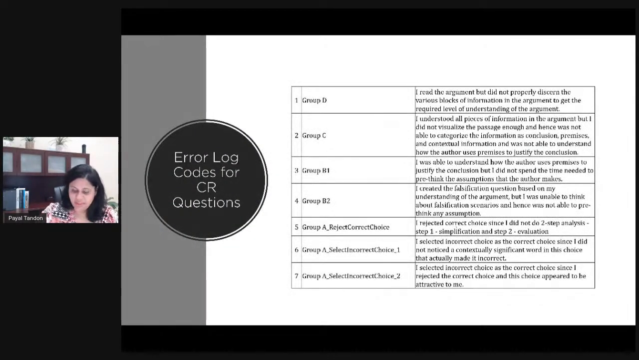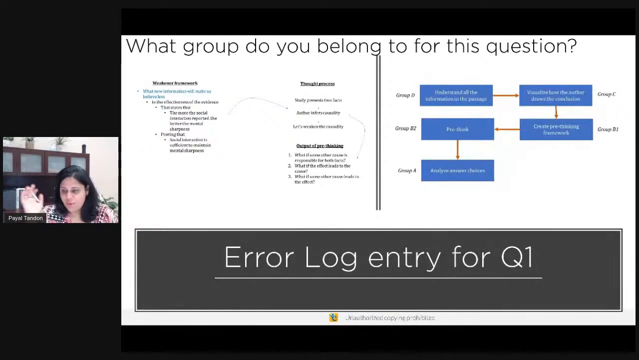So this is the grouping. This is what I have written down for each of the groups. Again, I'll be sharing the PDF with you, so you can have that at that time. Whatever I said is all captured over here. Now, what group do you belong to for this particular question? That is what I want you to write down. Do you belong to group D, C, B1, B2, or A? Regardless of whether you got the question correct or not, because you have to get the question right for the right reasons.